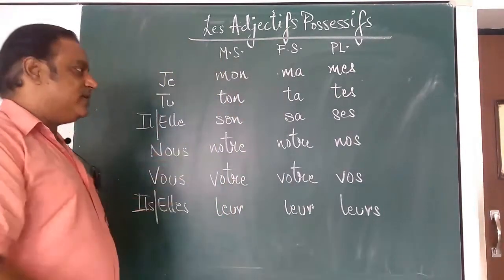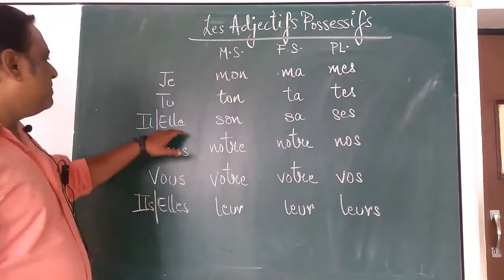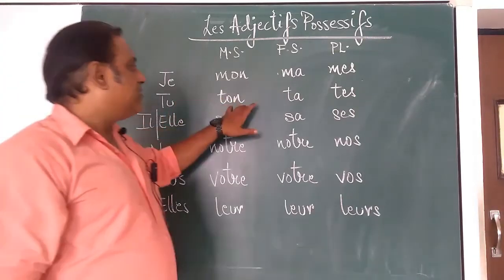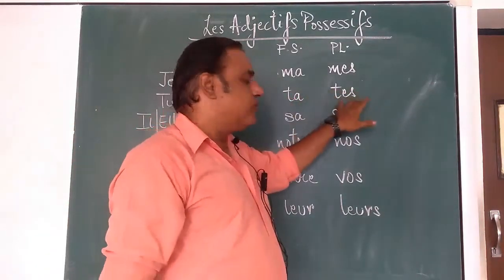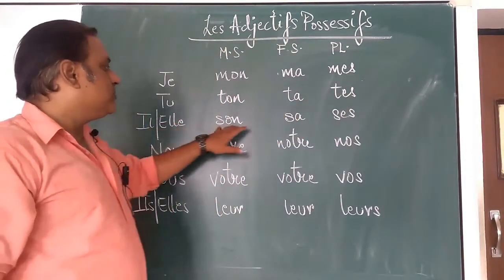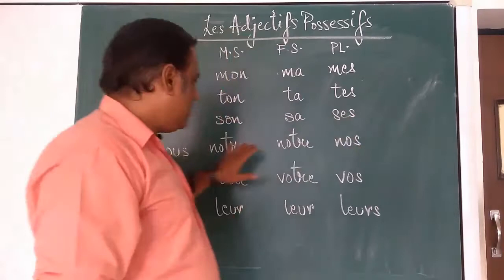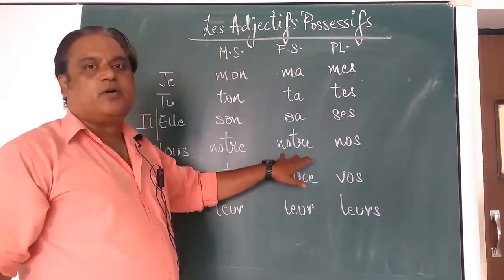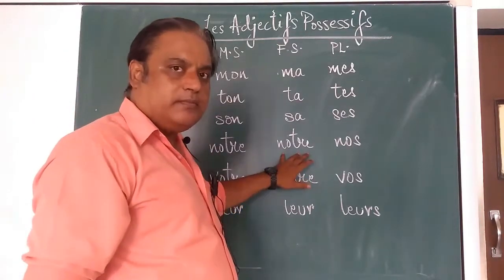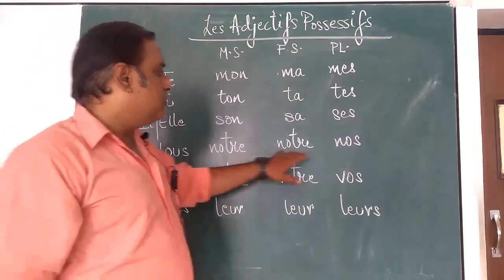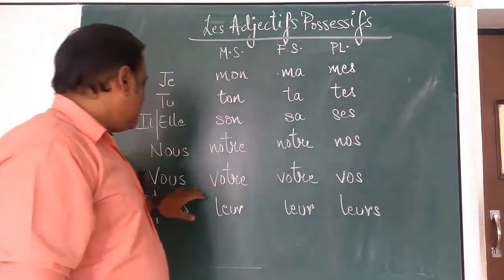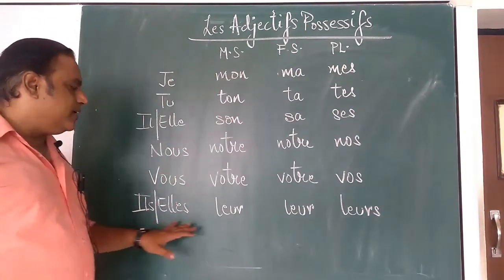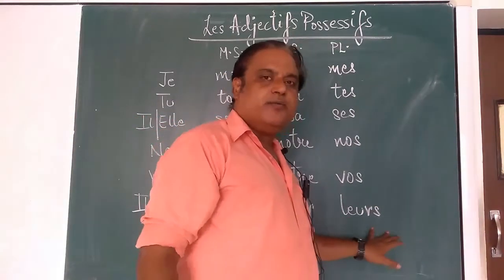So let's come on to the French possessive adjectives. With tu, the masculine singular is ton, feminine singular is ta, and plural is tes. With il singular, it is son, sa, and ses. With nous, now over here we have an advantage because the masculine singular and feminine singular formations in plural persons are the same. So notre, notre, and nos. With vous, it is votre, votre, and vos. And with ils and plural, it is leur, and leurs with an S.